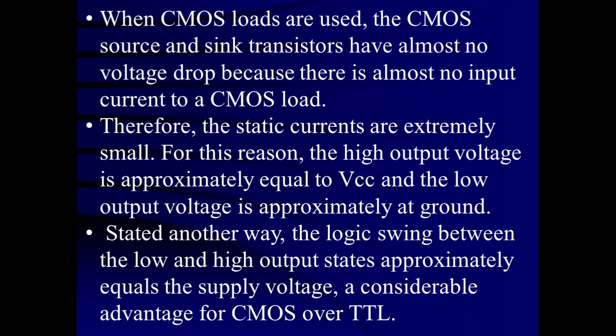So when the CMOS loads are used, the CMOS source and sink transistors have almost no voltage drop because there is almost no input current to the CMOS load. Therefore, the static currents are extremely small. For these reasons, the high output voltage is approximately equal to VCC and the low output voltage is approximately at ground. Stated another way, the logic swing between the low and high output states approximately equals the supply voltage, a considerable advantage for CMOS over the TTL.